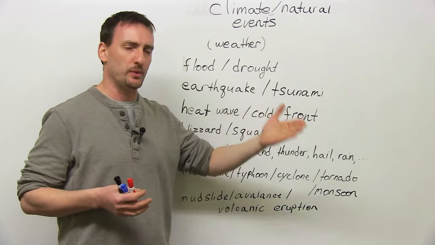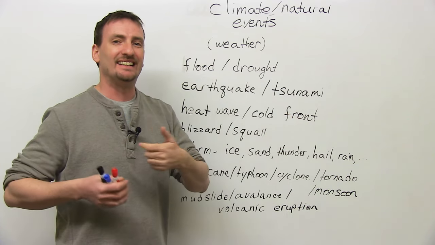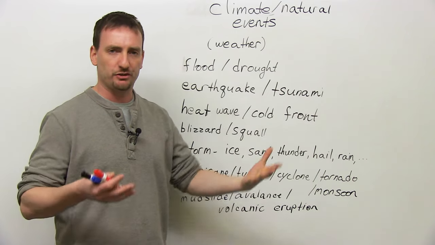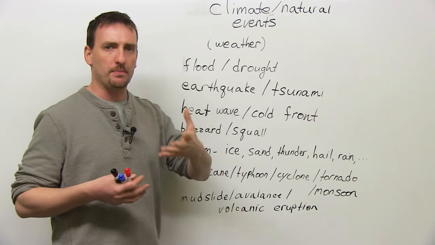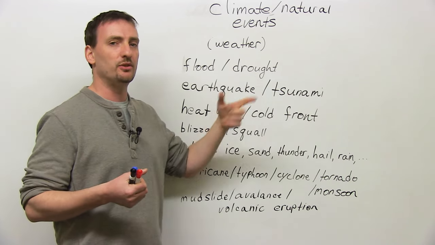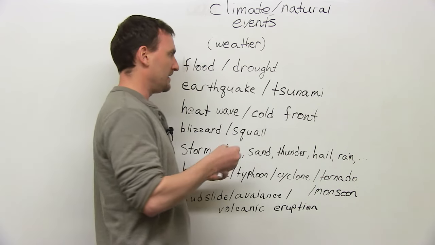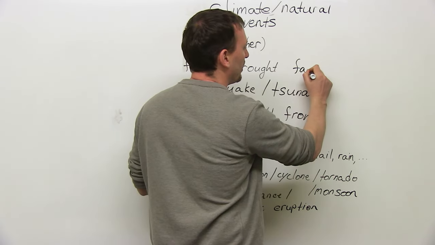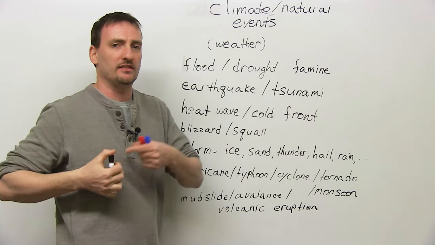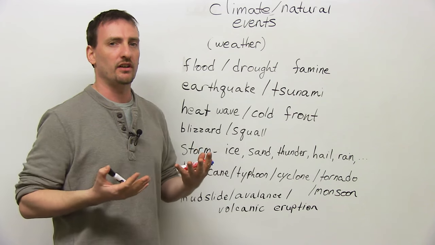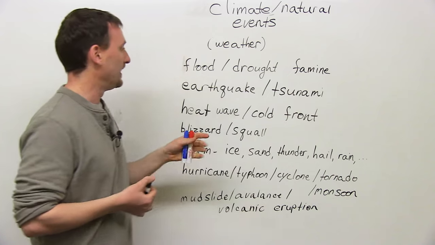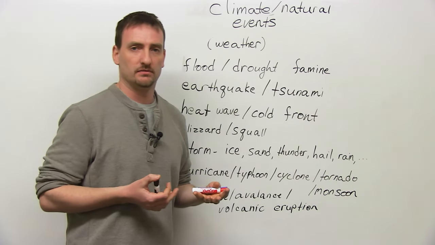The drought is what happens when a region or a place doesn't get any rain for a very long period of time. Everything dries out, all the crops, all the wheat and rice and everything dies. Sometimes this leads to a famine. Okay, a famine is when there's a lot of people starving. So this is a natural disaster because human beings and animals are starving because everything died in the drought. There's nothing to eat.